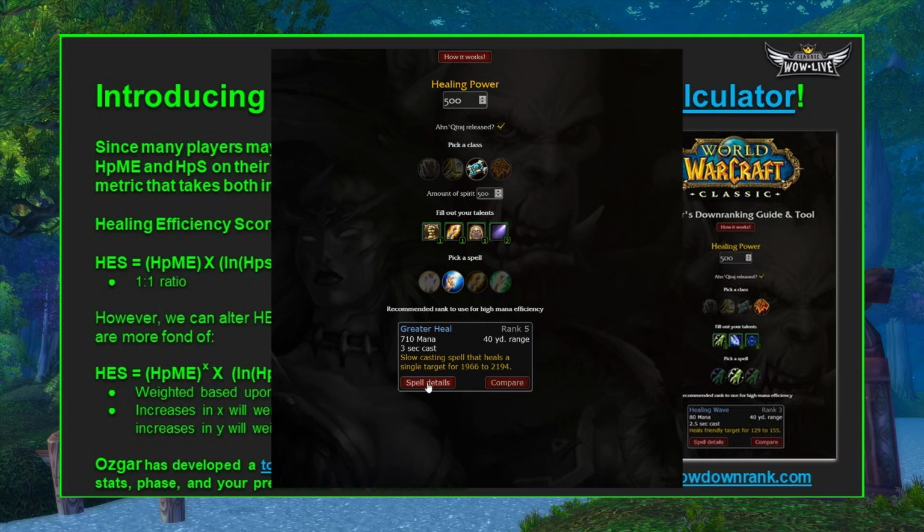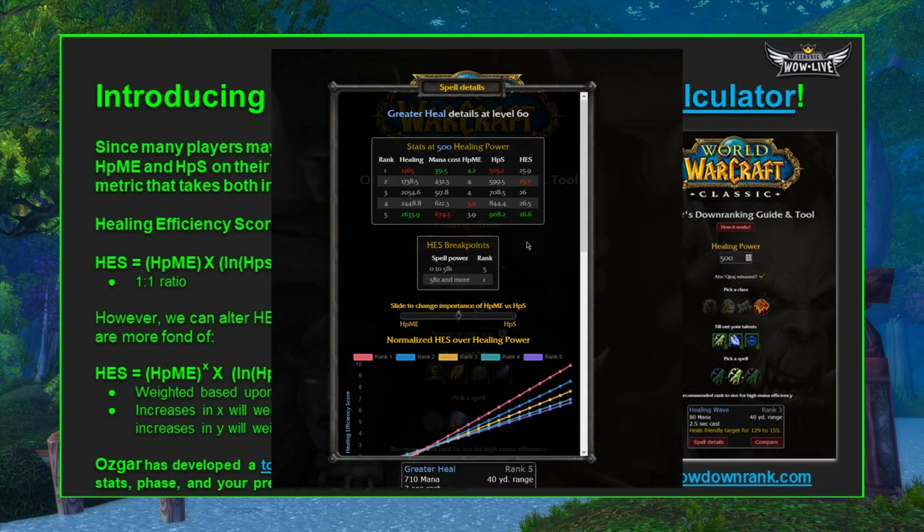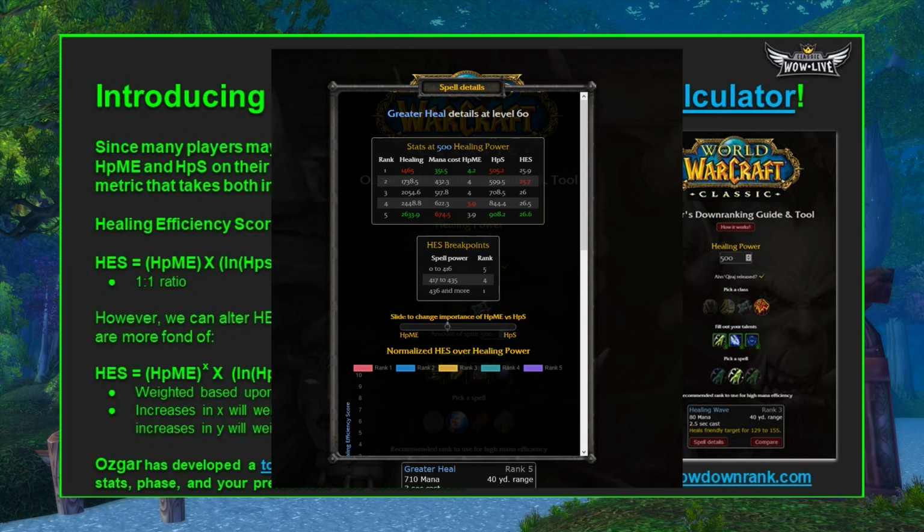If you then click on spell details, you'll be greeted with a pop-up window that first shows you a table showing you all the different metrics and which ranks are highest or lowest, breakpoints showing you at which spell power which rank is the most mana efficient using HES, a slider that will let you choose the importance of DpME or HPS.